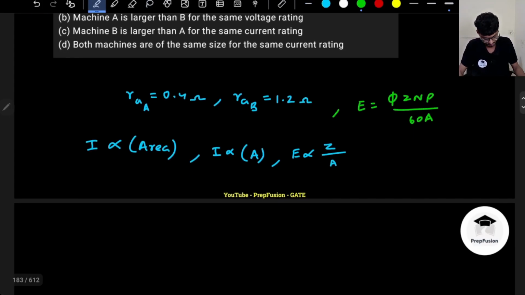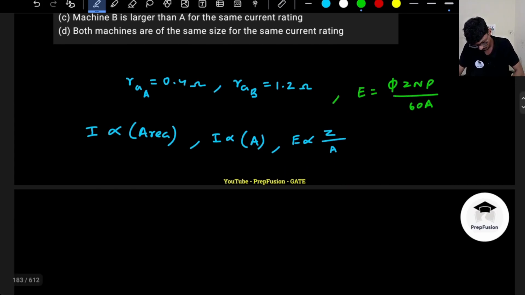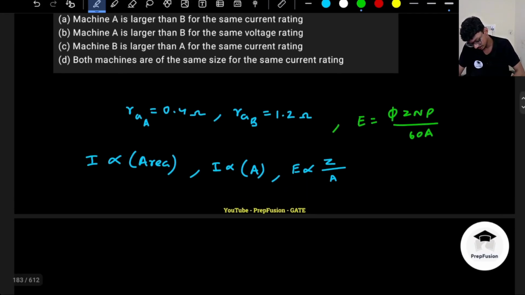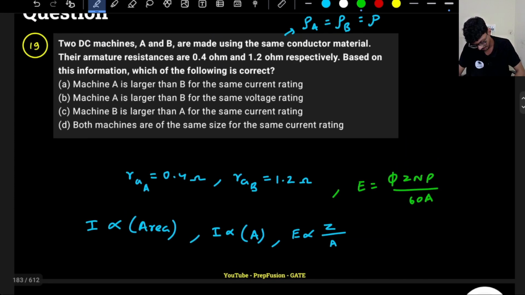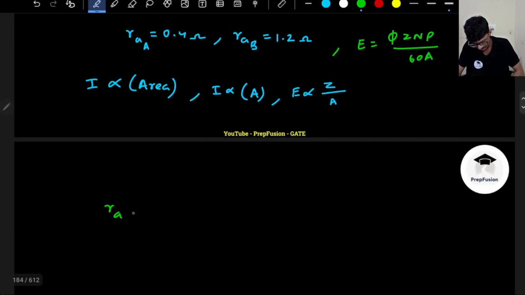Now, I know they are made of the same material and their resistance is different. What is armature resistance proportional to? If you remember, I derived the formula previously: it is Z by A squared. That equals Z by A into 1 by A.